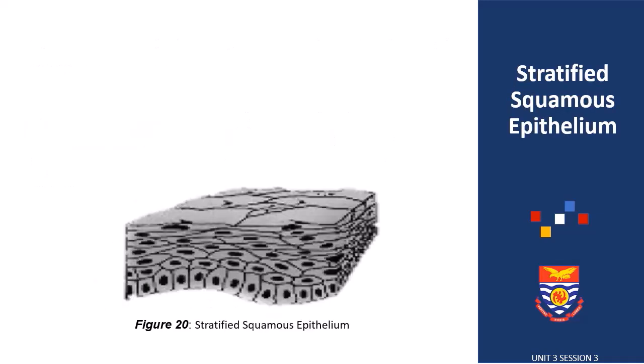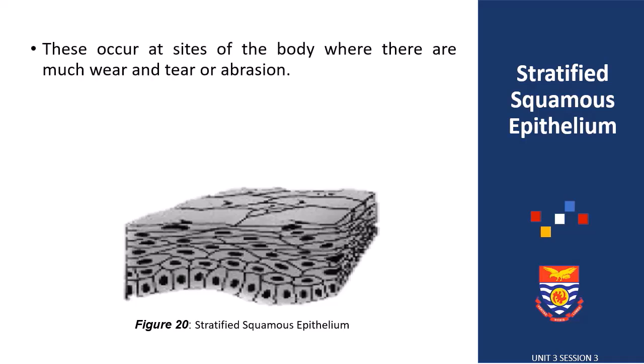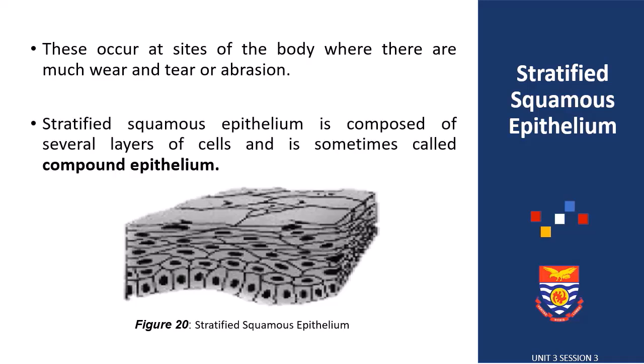Based on specialization, epithelial cells could also be classified as stratified squamous epithelium, in that they occur at parts of the body where there is much wear and tear. Also, this epithelium is composed of several layers of cells and is sometimes referred to as compound epithelium, because it is made up of several layers of cells as shown in figure 20.